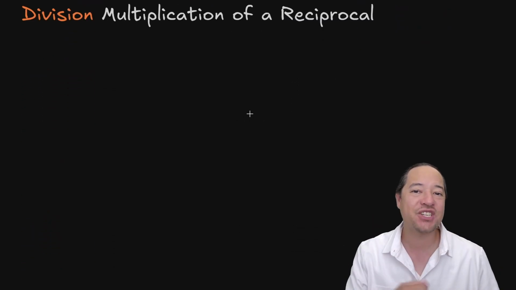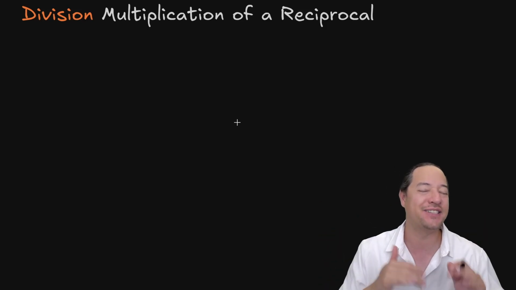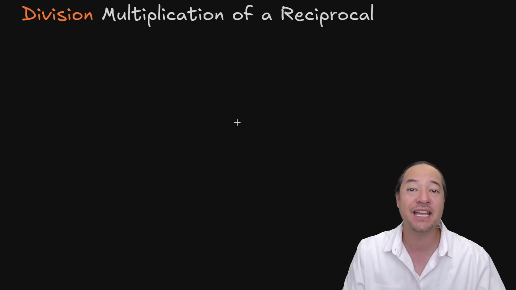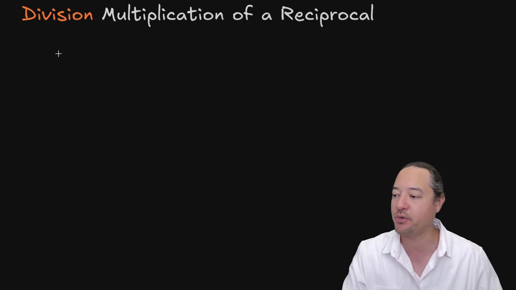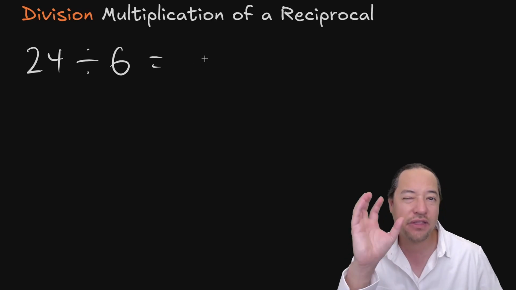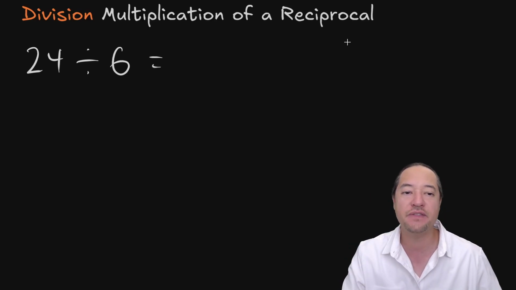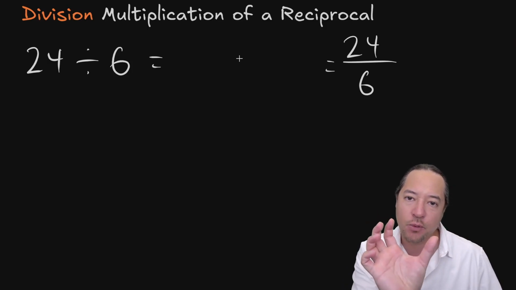So this is actually my favorite way of thinking about division, and that's to imagine it as actually multiplication. So there is no division. Division doesn't exist. All we have is multiplication of a reciprocal. Okay, so let's look at an example here. We looked at 24 divided by 6, and we saw we could think of this as a fraction. We could think of this as 24 over 6, right? But there's sort of like a middle step here that we're missing.